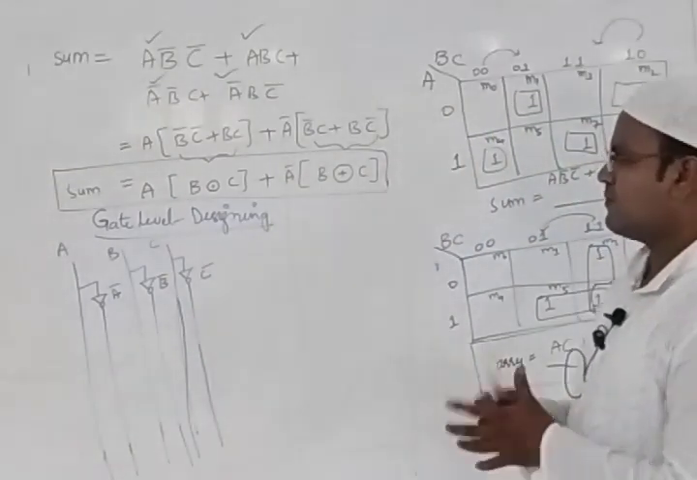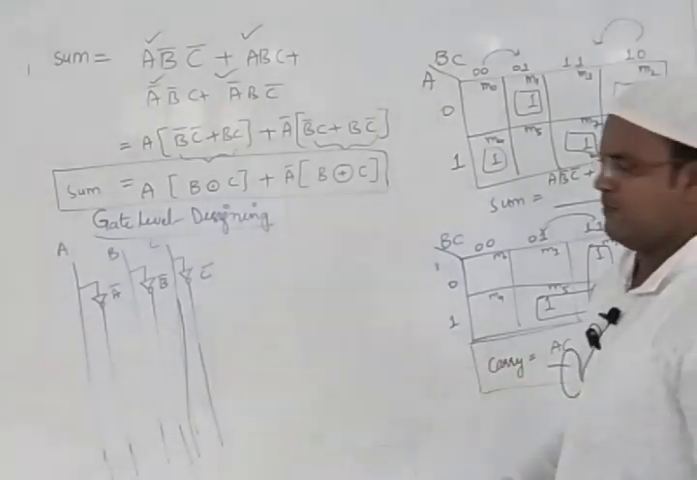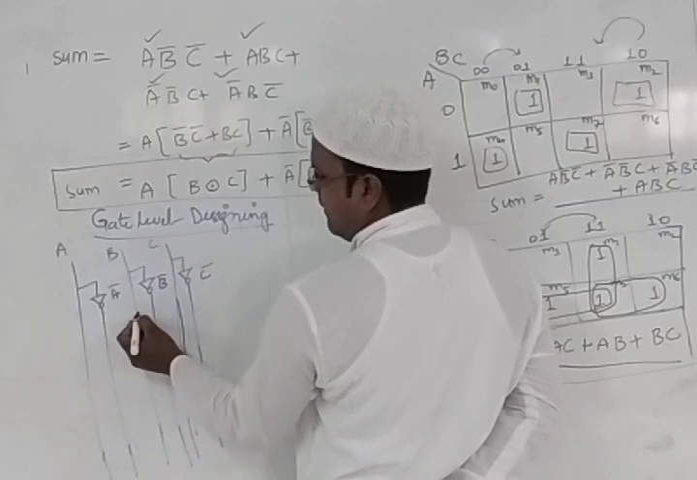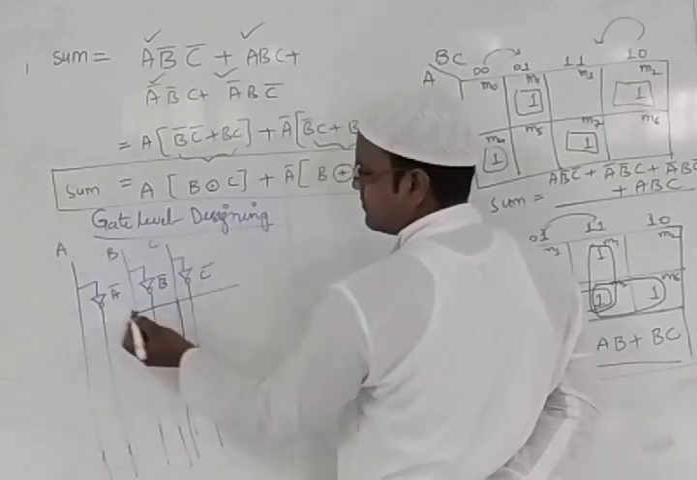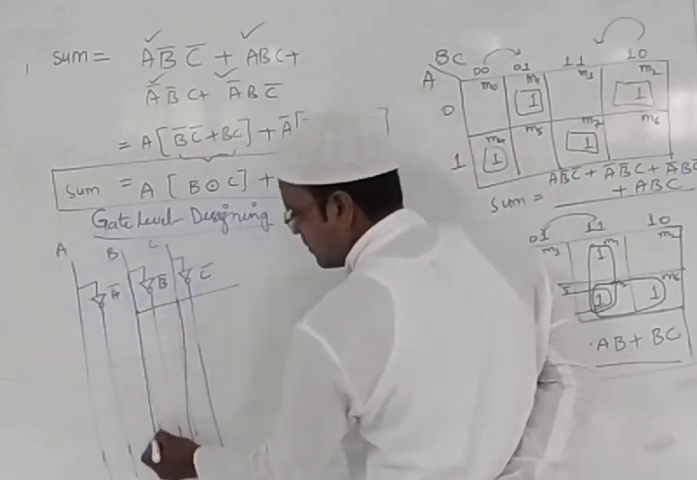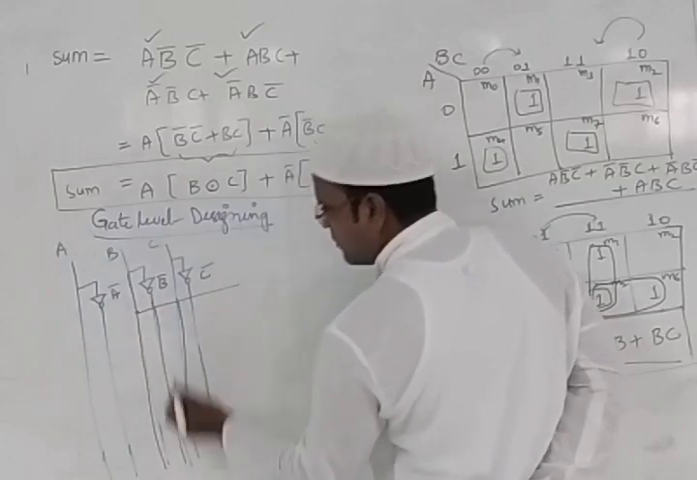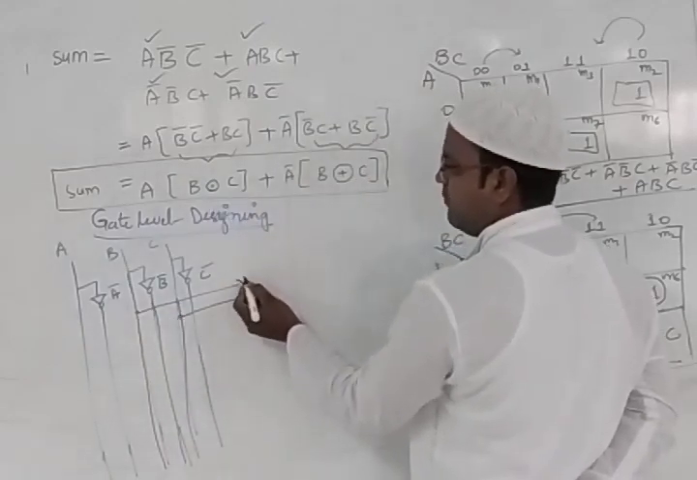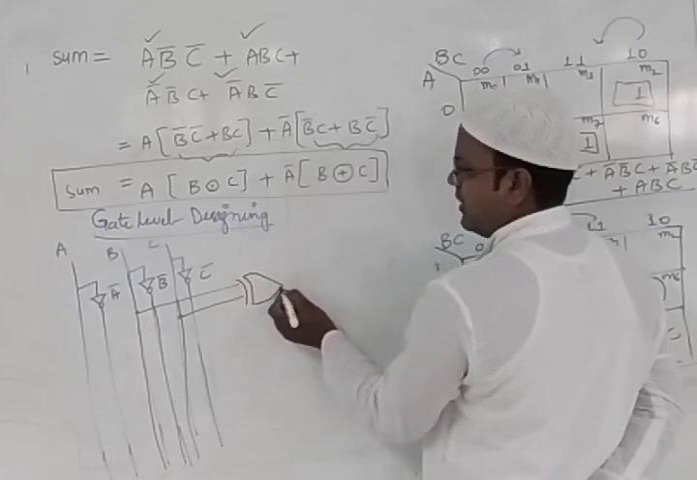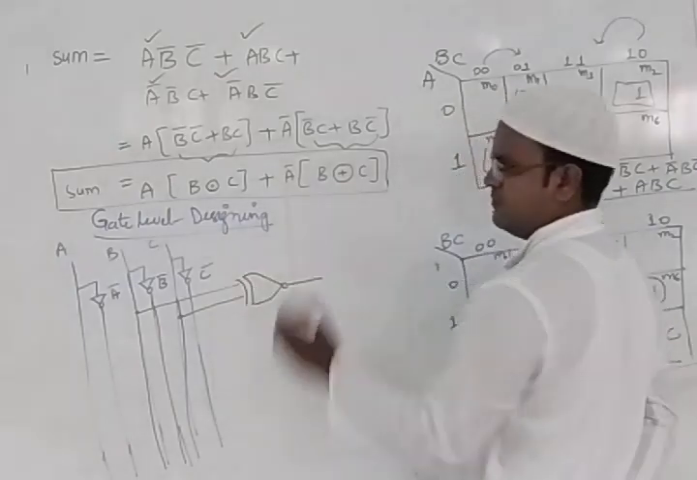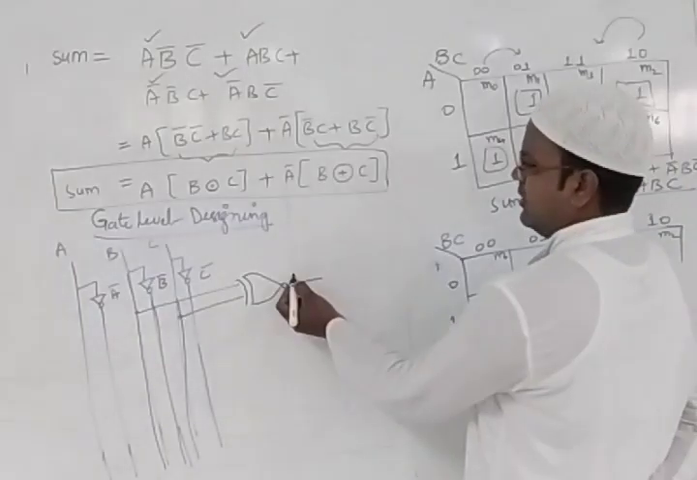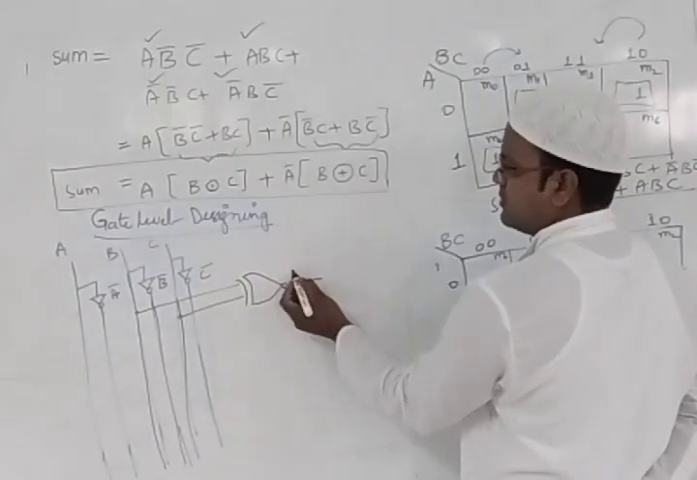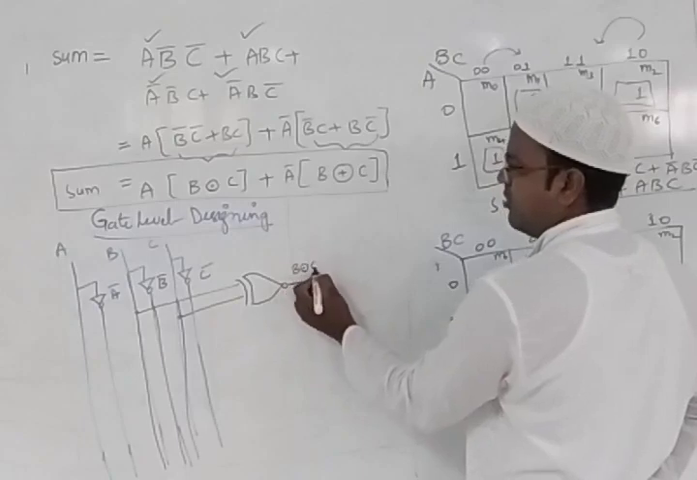Next part, we need to write the sum. How do we write sum? We'll take the connection from B and C. This is our B line, so B and C. What is the gate we required? Exclusive NOR gate. So we connect one exclusive NOR gate. Right? So what is the output till here? It is B exclusive NOR with C. So this is the output of B exclusive NOR with C.